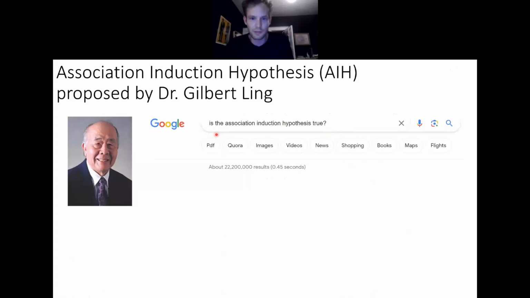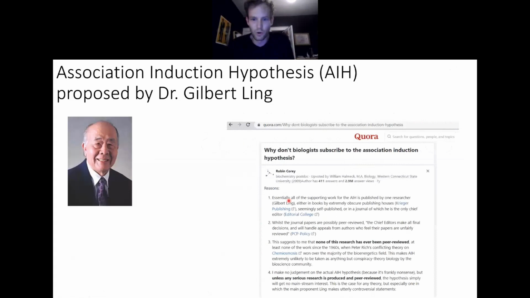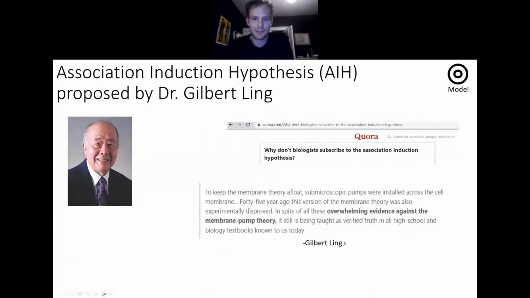But then if you Google, is the association induction hypothesis true? The first hit is this Quora thing on Google: Why don't biologists ascribe to the association induction hypothesis? And you get a bunch of people saying that his work is not very reviewed, or it's just reviewed by a small series of journals. And they cite quotes by Gilbert Ling, where he would say things like, "To keep membrane theory afloat, submicroscopic pumps were installed across the cell membrane. 45 years ago, this version of the membrane theory was also experimentally disproved. In spite of all these overwhelming evidence against the membrane pump theory, it's still being taught as verified truth in high school and biology textbooks today."